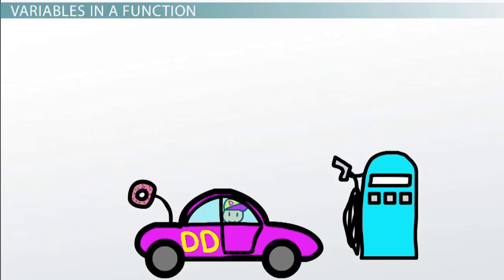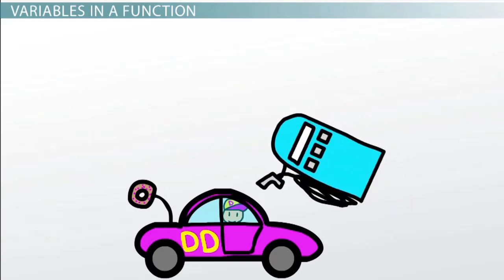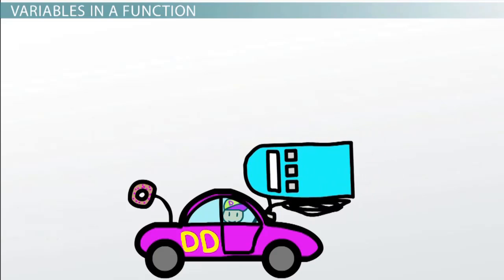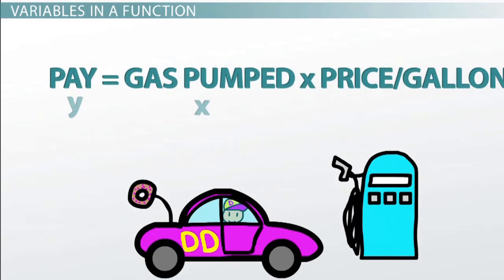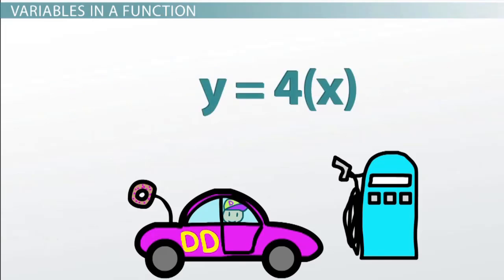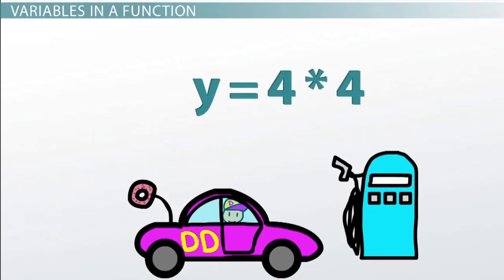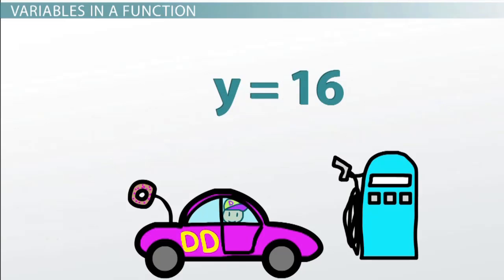So in the case of our gas station, we really know what the function is. We go to the gas station and we pump some amount of gas. Because you've probably gone to the gas station before, you know that the number of dollars that you're going to pay is equal to the amount of gas that you pumped times the price per gallon. So if gas is $4 a gallon, then we write y is equal to 4 times our input, which is the number of gallons we pump. If we pump, say, 4 gallons of gas, we plug this into our function, 4 times 4, and that's 16. So we would owe $16.